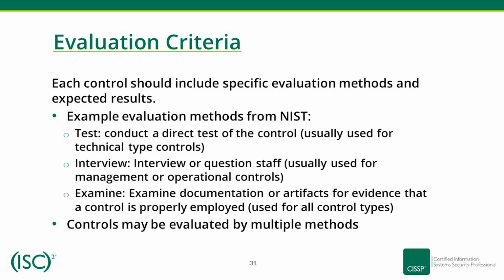Evaluation criteria. Each control should include specific evaluation methods and expected results. Example evaluation methods from NIST. Test. Conduct a direct test of the control, usually used for technical type controls. Interview or question staff, usually used for management or operational controls. Examine documentation or artifacts for evidence that a control is properly employed, used for all control types. Controls may be evaluated by multiple methods.